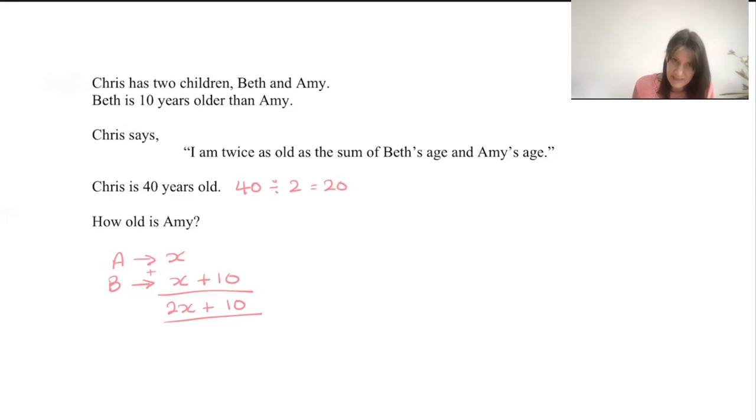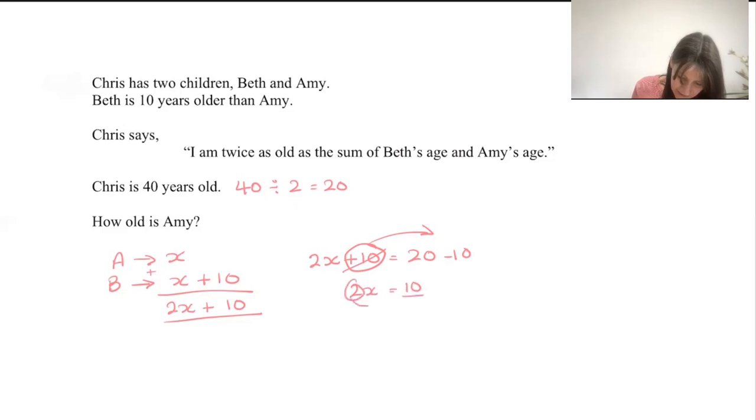And then that gives me the equation. The sum is equal to 20, half of Chris's age. Now, if I want to know what x equals, I've got to get it on its own. So I'm going to do the plus 10. It's going to land as minus 10. So that's gone, leaving me 2x equaling 10. I need to divide through by the 2 because it's a times on that side, and x will equal 5.